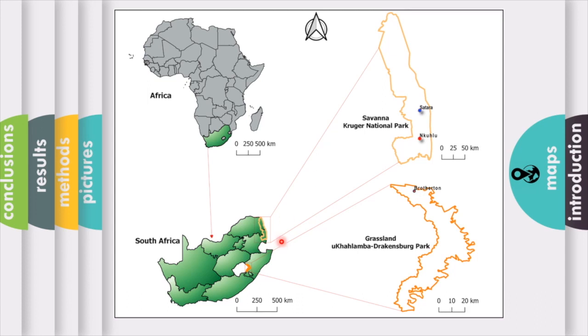This is just a general location of the sites with respect to South Africa. There you see the zoomed out map of Brotherton, of the Drakensberg mountain range, showing the location of Brotherton as well as Kruger National Park, and then showing the respective locations of the Satara and Nkuhlu trials.